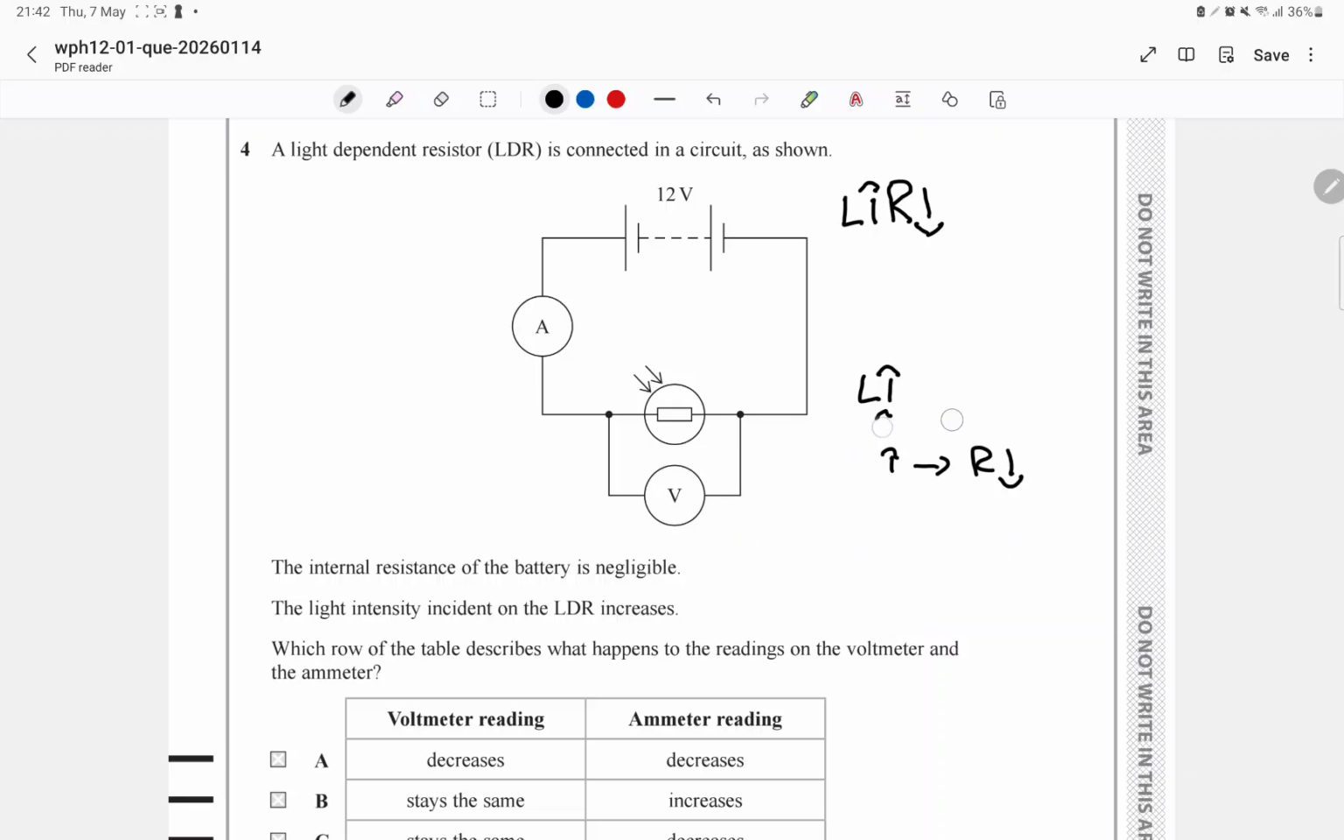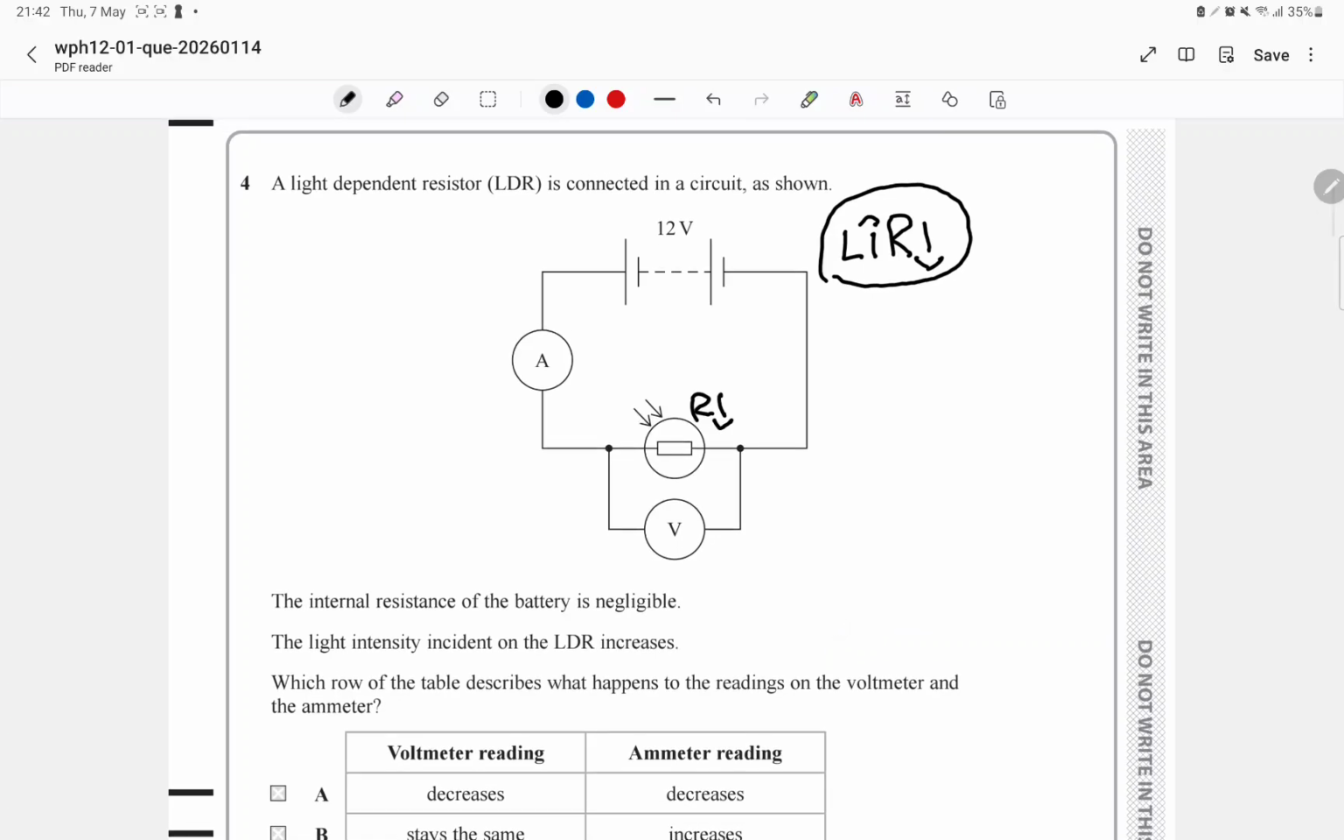Okay, now let's read the question and see what we have to do. It says the internal resistance is negligible. The light intensity incident on the LDR increases. So again, when the light intensity increases, the resistance will decrease. So now we're going to have a smaller resistance. Which row of the table describes what happens to the reading on a voltmeter and ammeter?